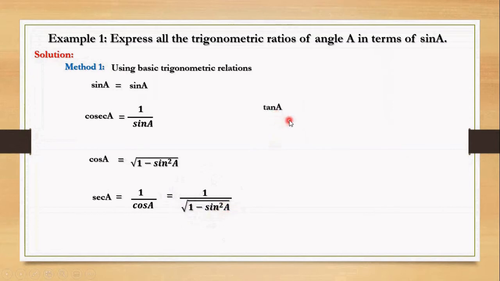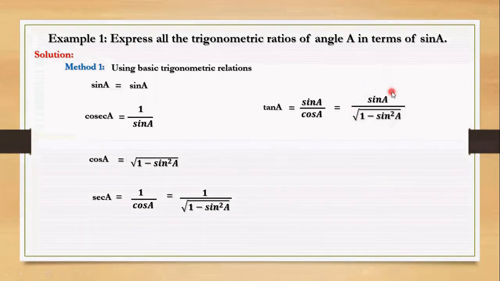For tan A, we know the formula sin A by cos A. The numerator sin A, same. But in the denominator, we are going to replace it again with the same formula, that is root under 1 minus sine square A. Look here students, now this tan A is also expressed in terms of sine A.